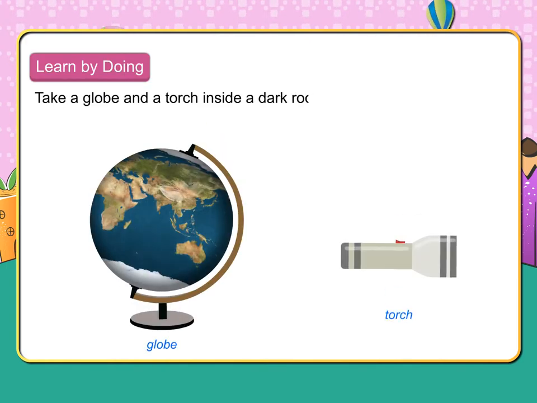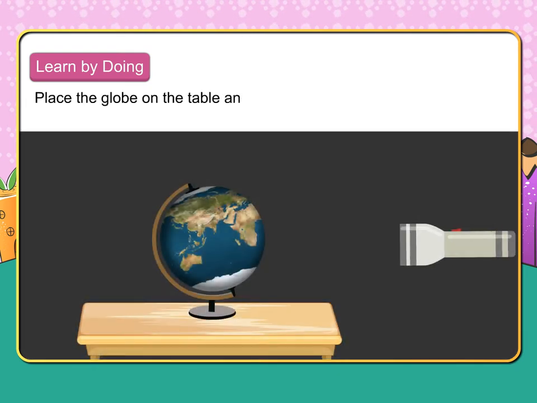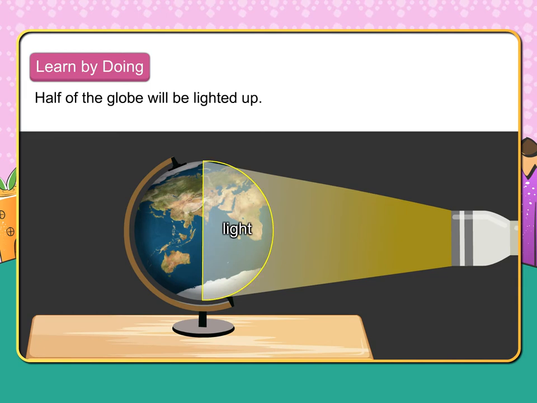Learn by doing. Take a globe and a torch inside a dark room. Assume the globe as the earth and torch as the sun. Place the globe on the table and throw light of the torch on it as shown in the picture below. Half of the globe will be lighted up. The other half will be dark.